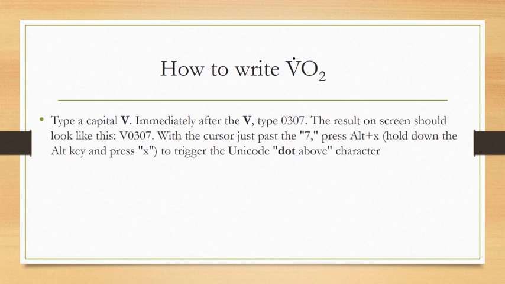Then all you need to do is put your normal O, or your capital O for oxygen, and then type a 2, highlight the 2, and there's a button at the top of Word which is a subscript button, and you just click that and it'll drop that down. So you should all be able to get that right when you're doing your work.